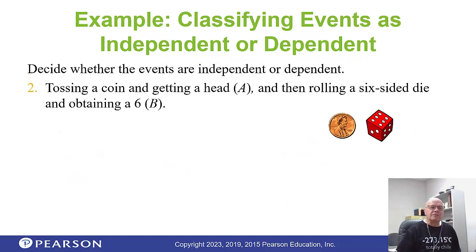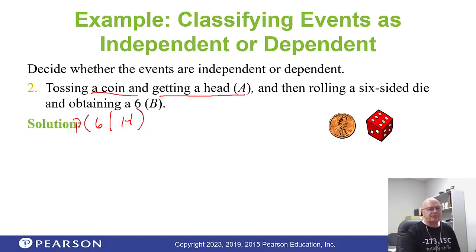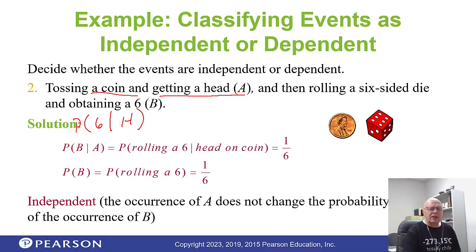Now we're going to try it again. We toss a coin and we get a head. And then we're rolling a 6-sided die and getting a 6. So what's the probability of getting a 6 if you've already gotten a head with tossing the coin? Well, does it make a difference whether we get a 6 or not after we flip a coin and get a heads? Not really, because the coin has nothing to do with rolling the die.